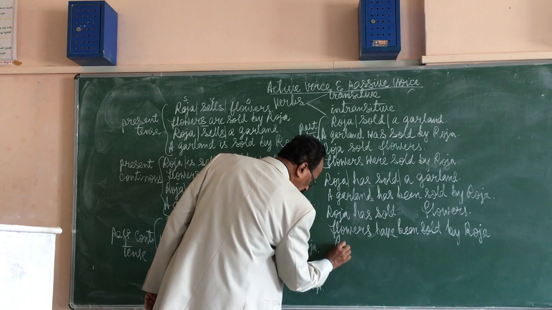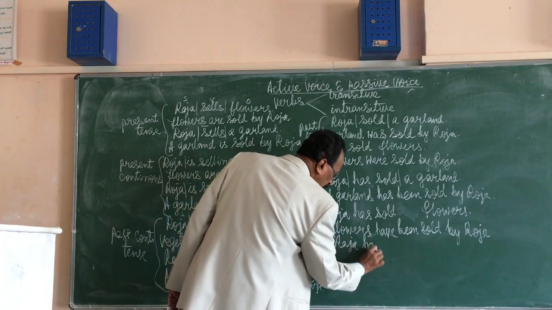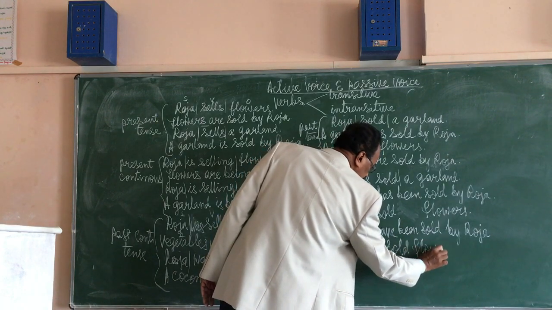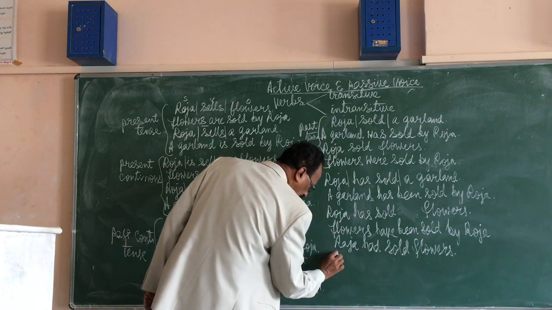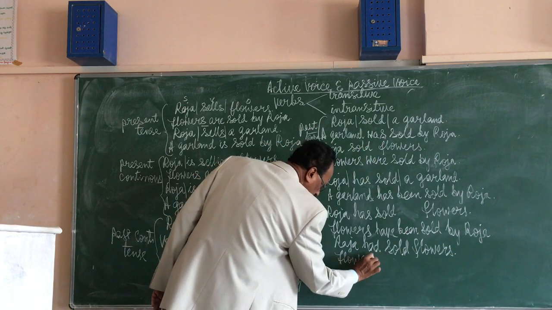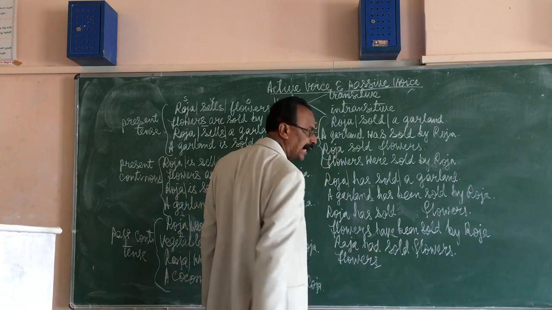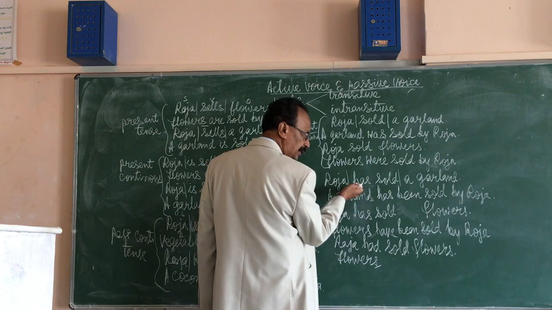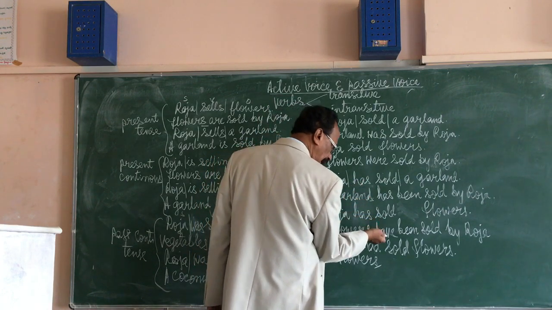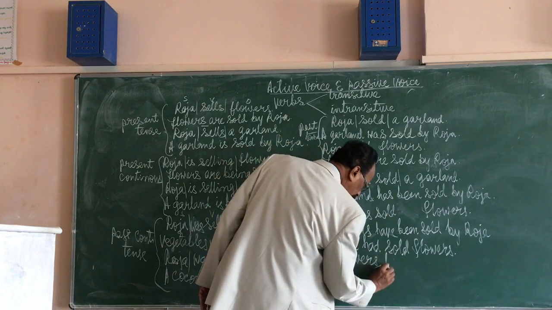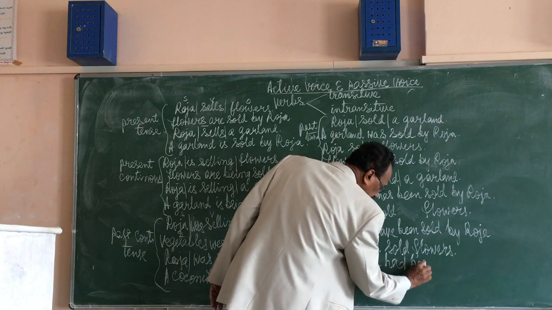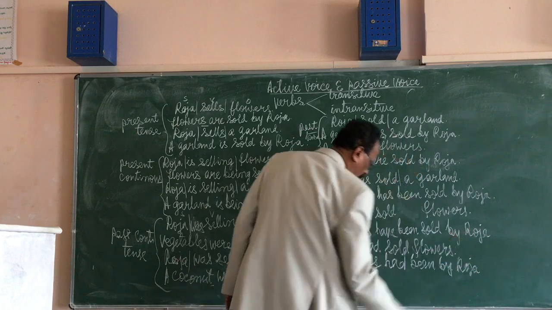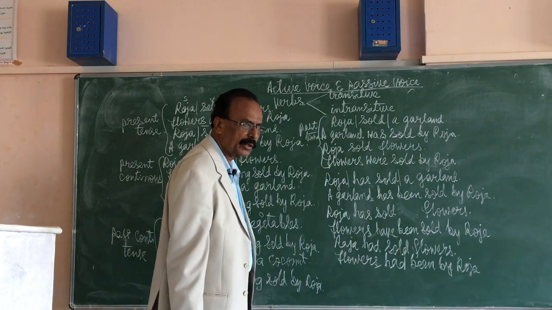Look at this one. Roja had sold flowers. Now flowers comes to the first place. Here it does not change. Had does not change because it is past tense. If it is present tense, for singular we use has, for plural we use have. But here had remains the same. Had been sold by Roja. Flowers had been sold by Roja.